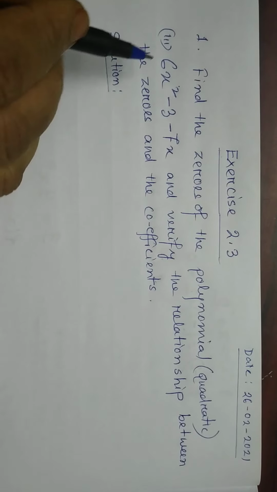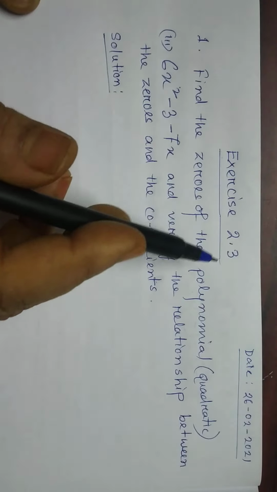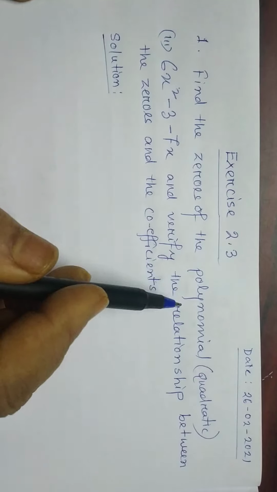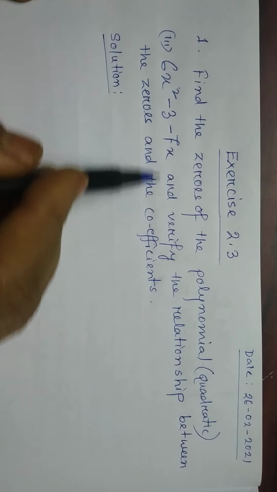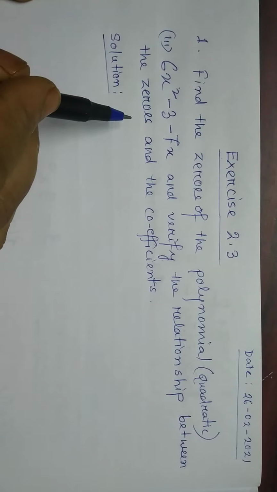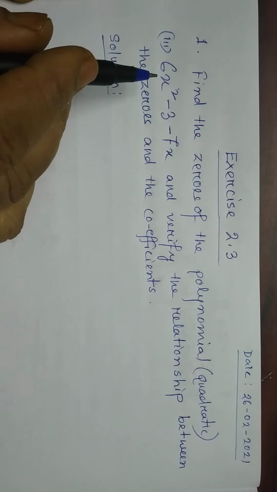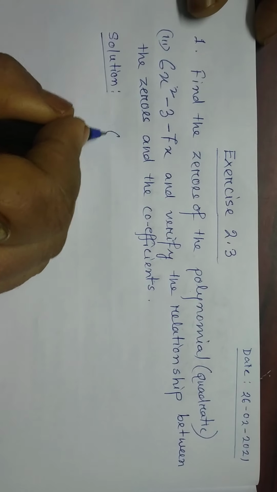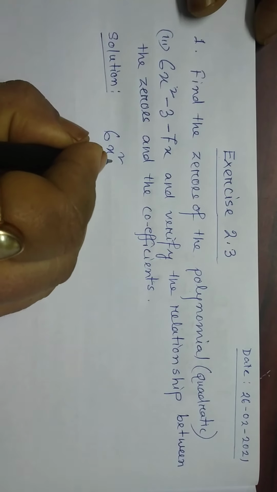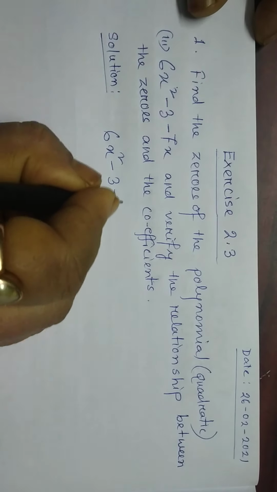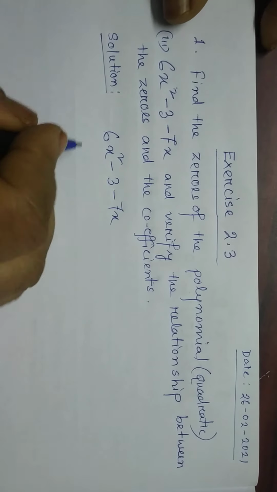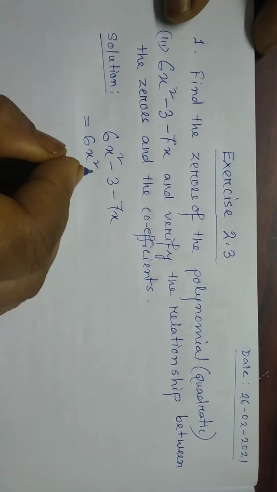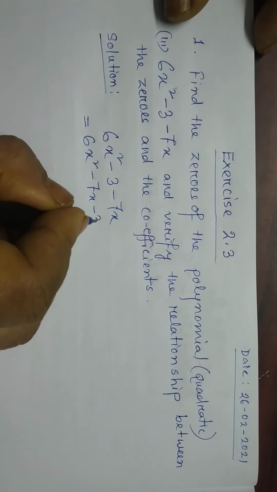We take a sum from exercise 2.3, question number 1. Find the zeros of the polynomial, this one quadratic polynomial, and verify the relationship between the zeros and the coefficients. First we have to find the zeros of this polynomial. Our quadratic polynomial is 6x squared minus 3 minus 7x. But it is not in standard form. That's why first we have to write it in standard form: 6x squared minus 7x minus 3.